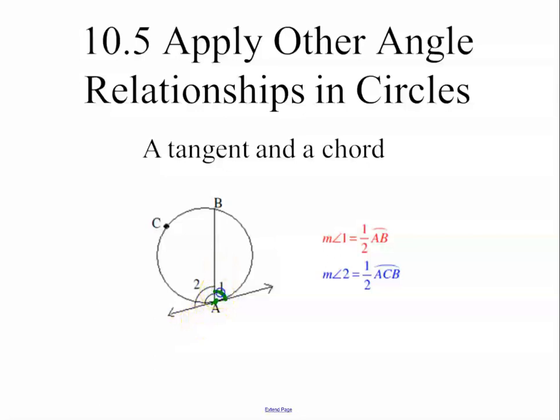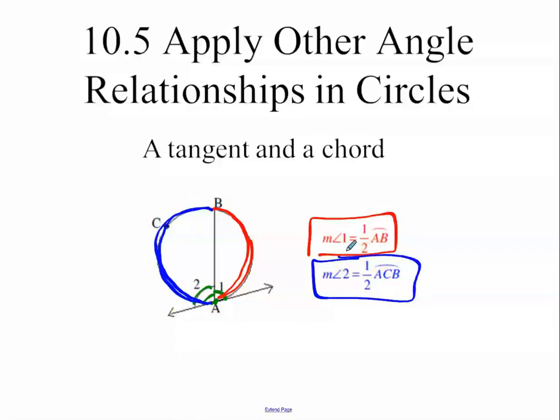So this angle here, angle 1, is half as big as this arc here. That's what this first part says right here. The measure of angle 1 is half as big as the measure of arc AB. Then the other part says the measure of angle 2 here is half of arc ABC. So that's this part of the circle over here. We're going to do a couple examples with those, and then we'll look at another type.